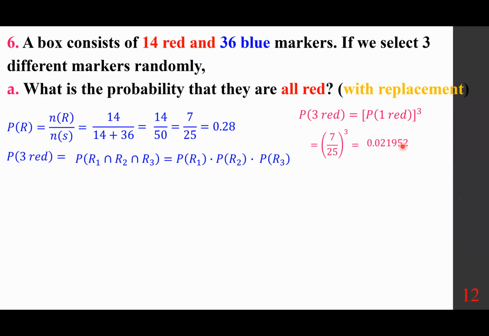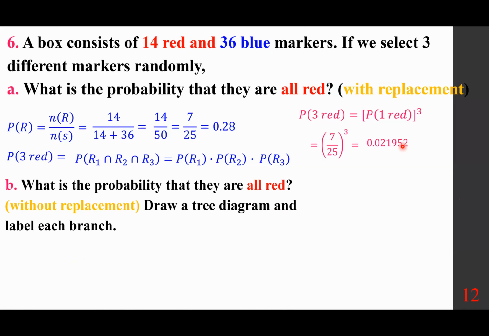So the key here, everybody, is paying attention to with replacement. What is the probability that they are all red without replacement? Draw a tree diagram. First and foremost, even if they don't mention those statements, you really have to assume it's without replacement. So generally speaking, it is without replacement. So let's see what happens.